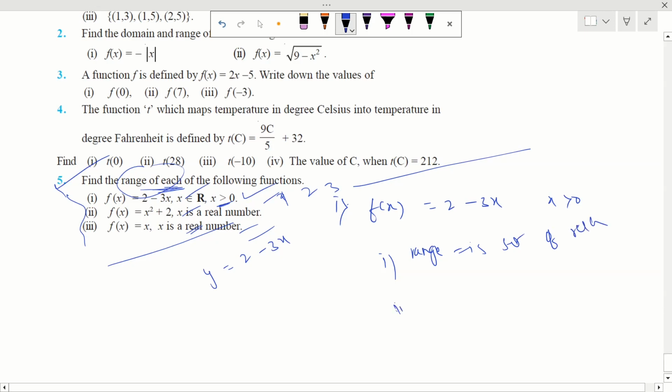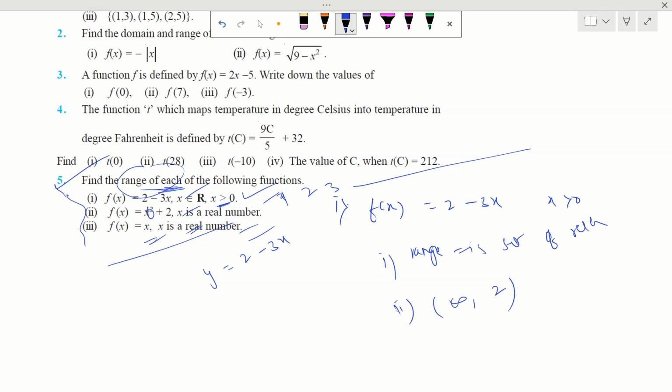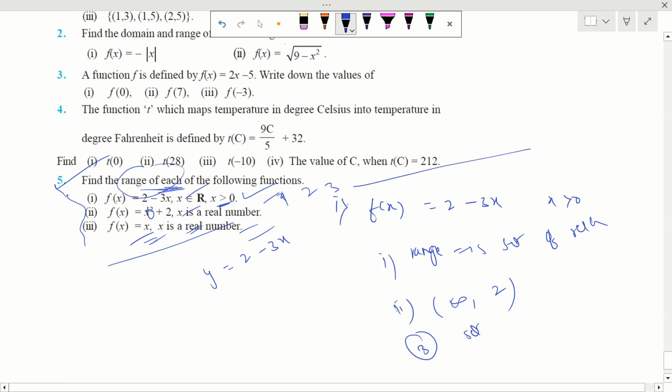So the second one is what? The second one, if you put the value 0, then we will be having infinity to 2. And here x is equal to 0, then it will be 0. Then the third one is a set of all real numbers. It is a set of all real numbers.